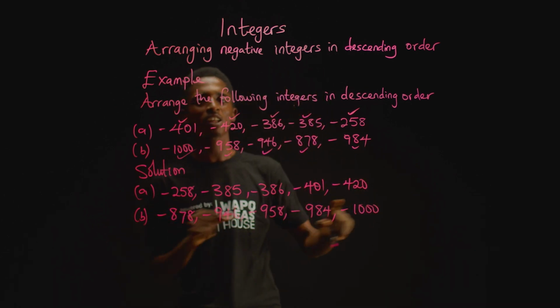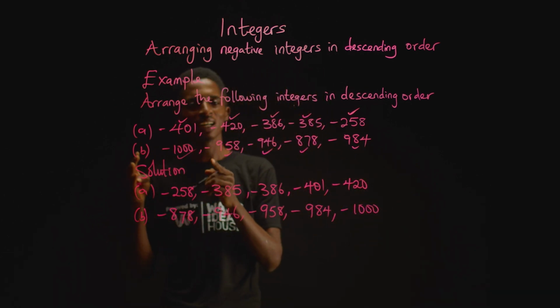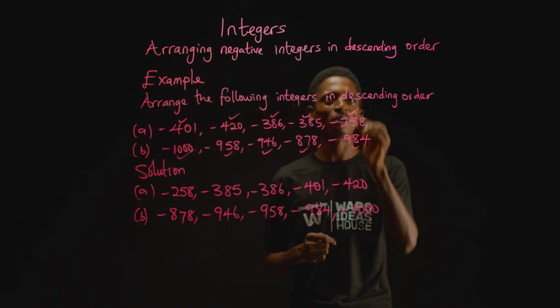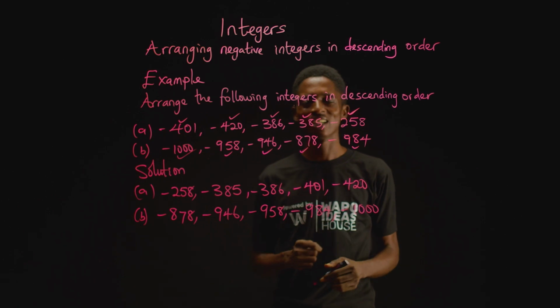We have now arranged these numbers from the largest to the smallest, or in other words, descending order. Well done.